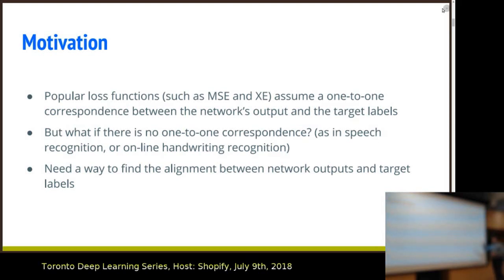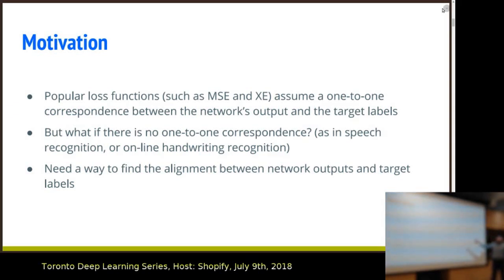So for example, in speech recognition, the input is usually a sequence of waveforms or a spectrogram, and the output is a character or a phoneme, and so multiple time steps can correspond to a single phoneme.